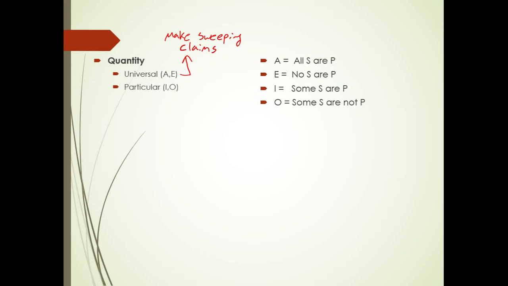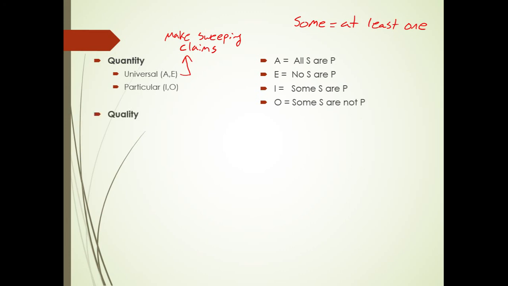And actually in logic, the word some means at least one. So in logic, some means at least one. And so the universals make sweeping claims, and the particulars make, as the name indicates, particular claims.